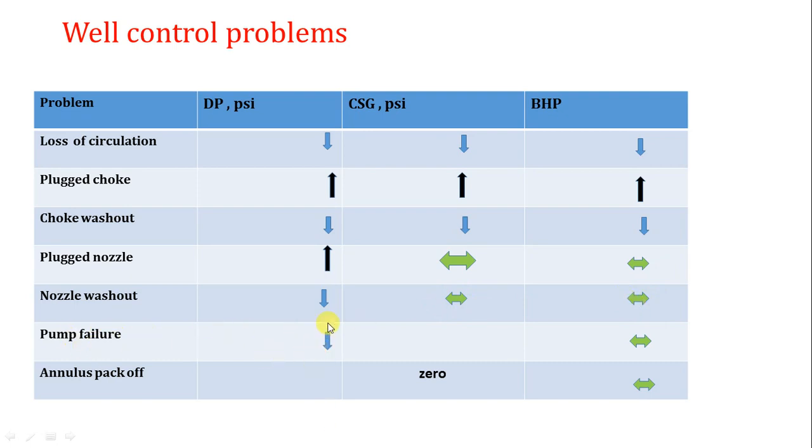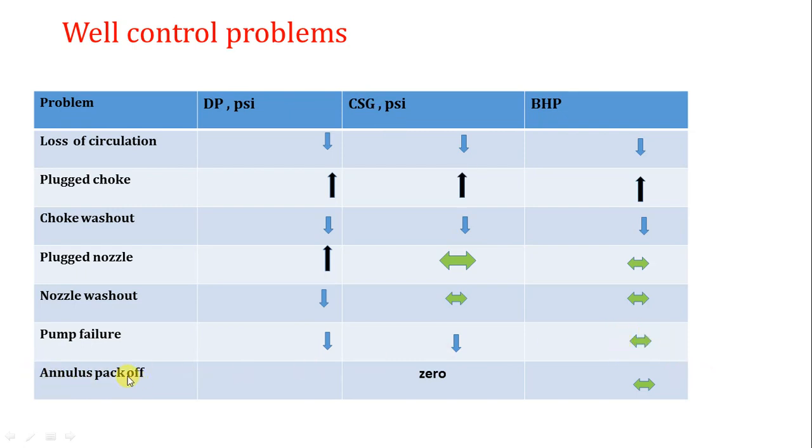Pump failure: you will see that the drill pipe pressure will decrease, then the casing pressure will decrease also suddenly, and the bottom hole pressure totally. At this time, we have to keep constant while pump failure, for example, you have to keep the casing pressure constant and keep the bottom hole pressure the same.